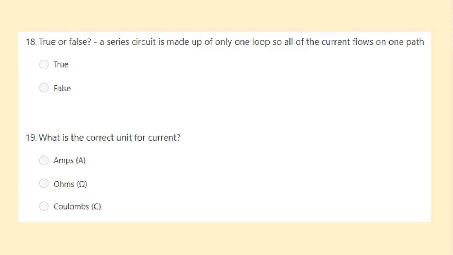Question 19 is, what is the correct unit for current? So which is the correct unit for current? Our options are amps, represented with a capital A, ohms, which is represented with the symbol for ohms, or coulombs, represented with a capital C. What is the correct unit for current? Is it amps, ohms, or coulombs?